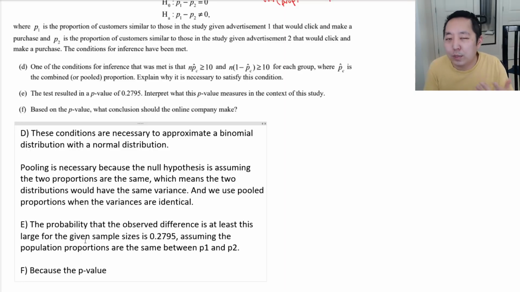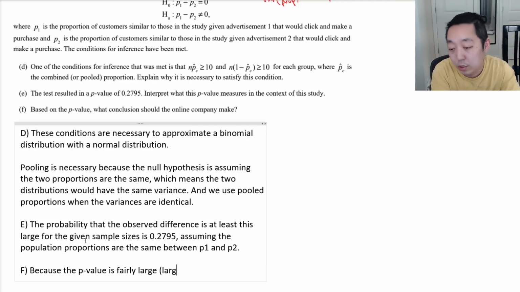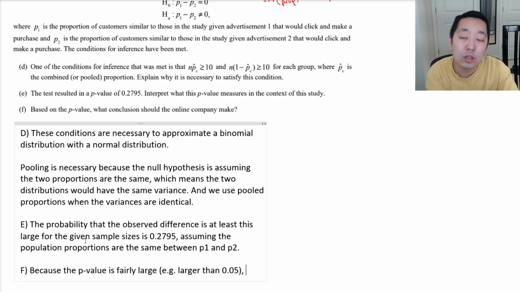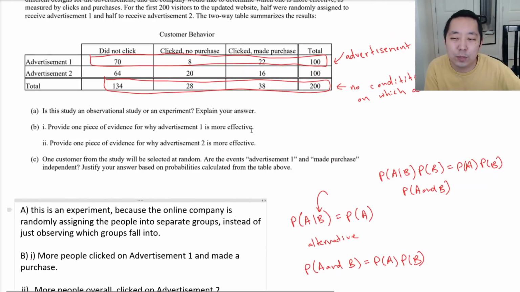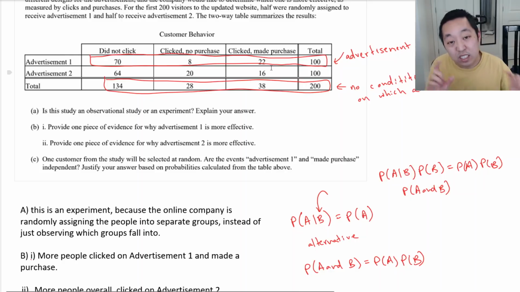But because the p-value is fairly large, larger, for example, larger than 0.05, the conclusion when the p-value is large is to say we don't have enough evidence to say that they're different, because 28% is pretty common, right? There's pretty good odds that it was just coincidence that there was a difference. So just to be clear, the difference we're talking about is this 16 versus 22. There's a difference here.